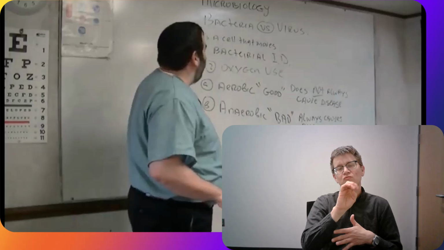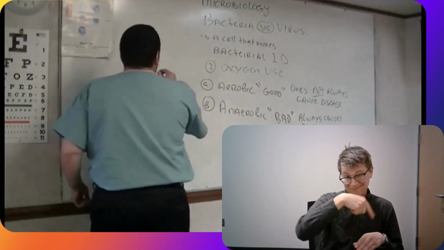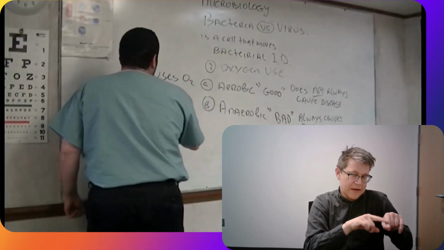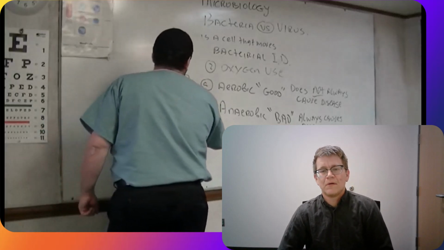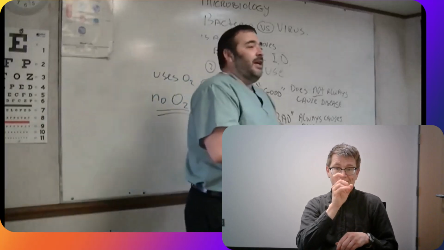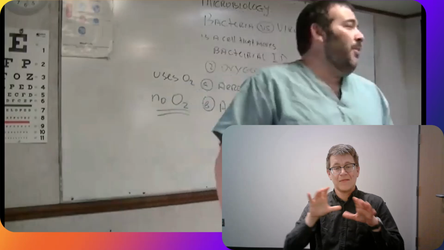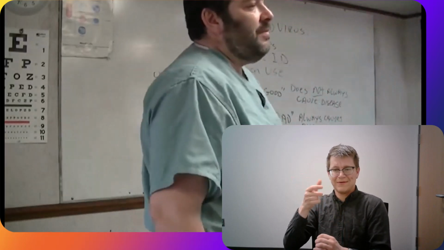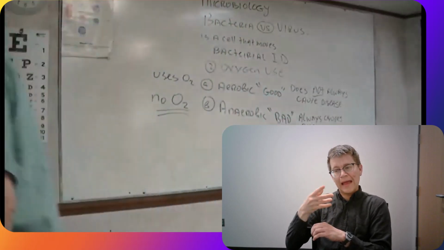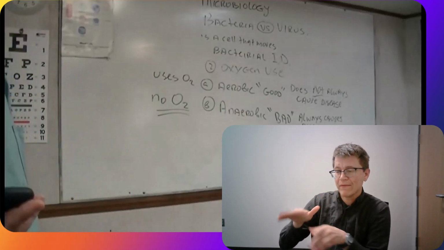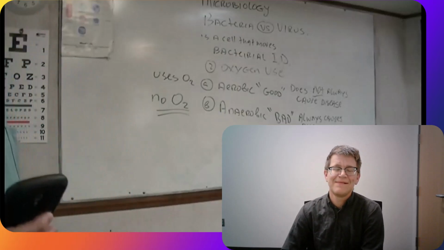So, aerobic bacteria uses oxygen, and anaerobic bacteria, no oxygen. Not only does it not use it, it's also deathly afraid of it, and when it's exposed to it, it dies. So, does this help you understand anything about disease and how to get healthy?